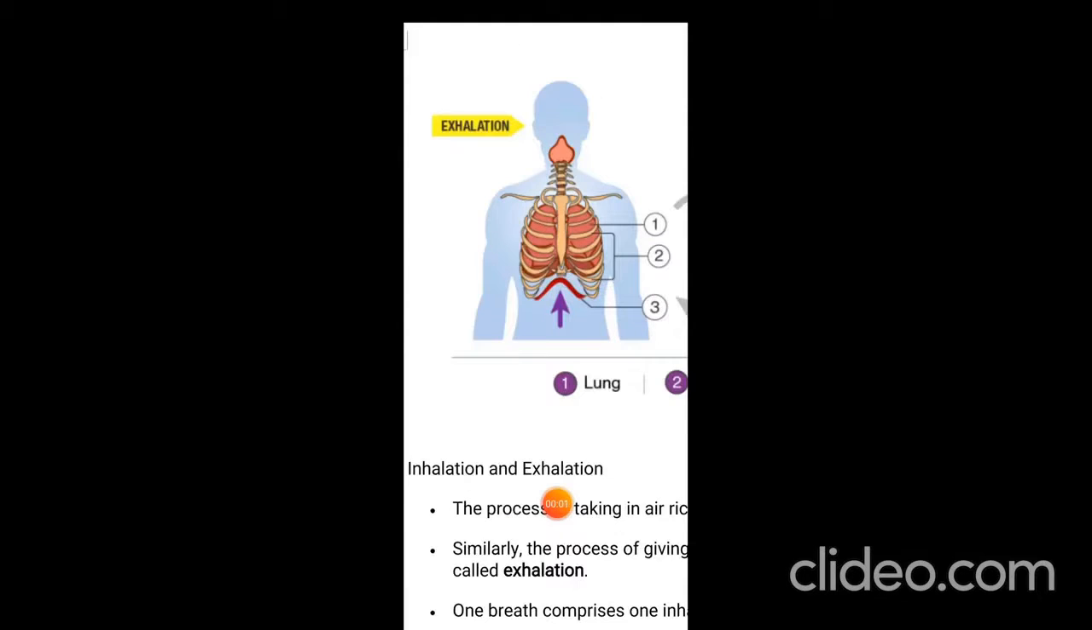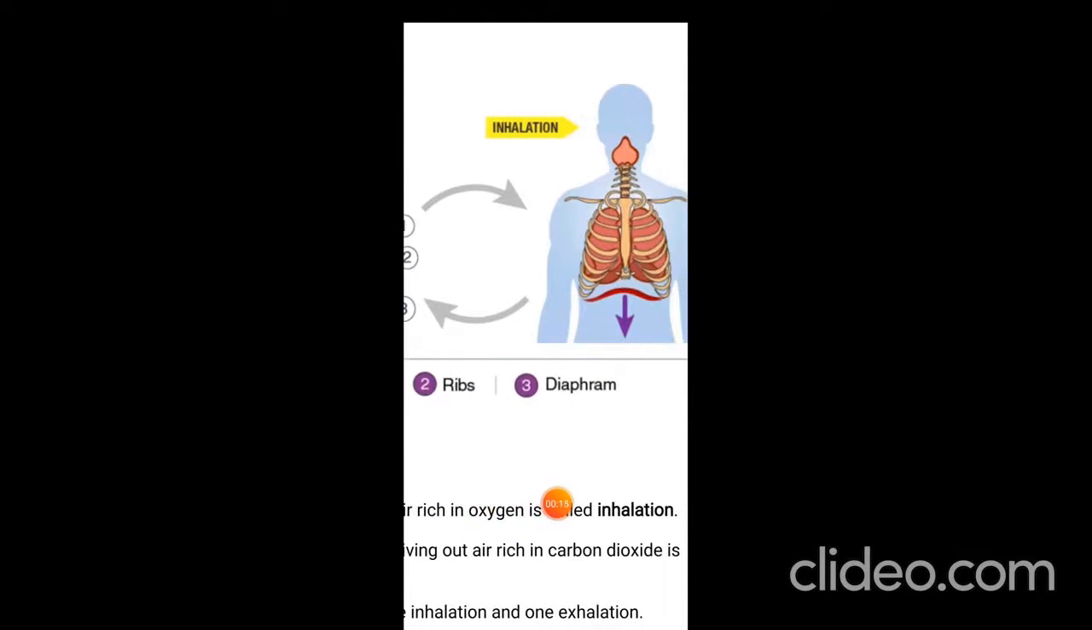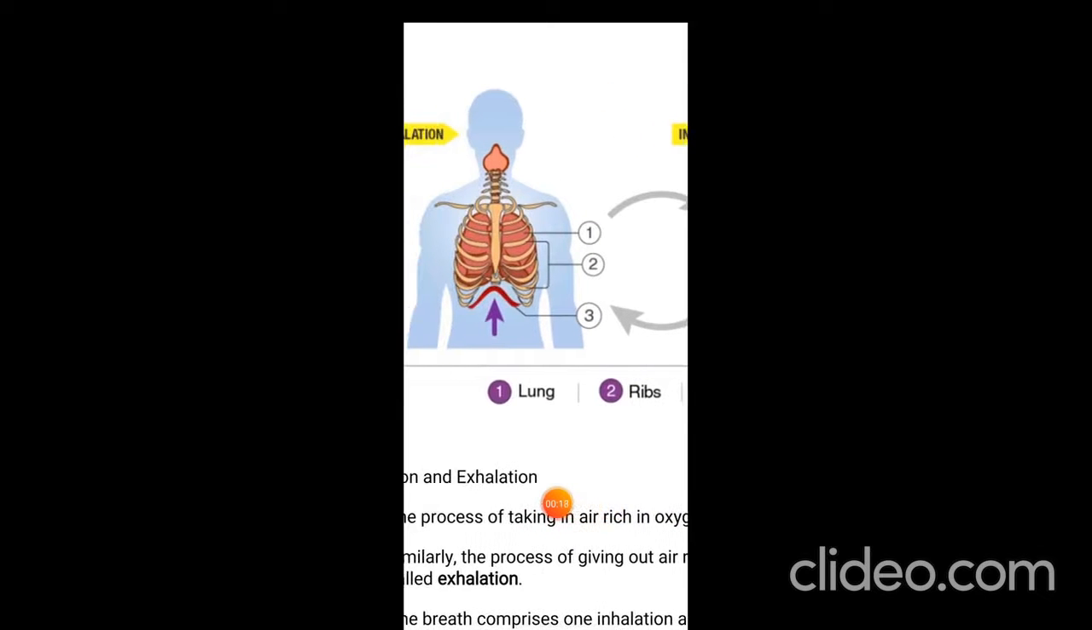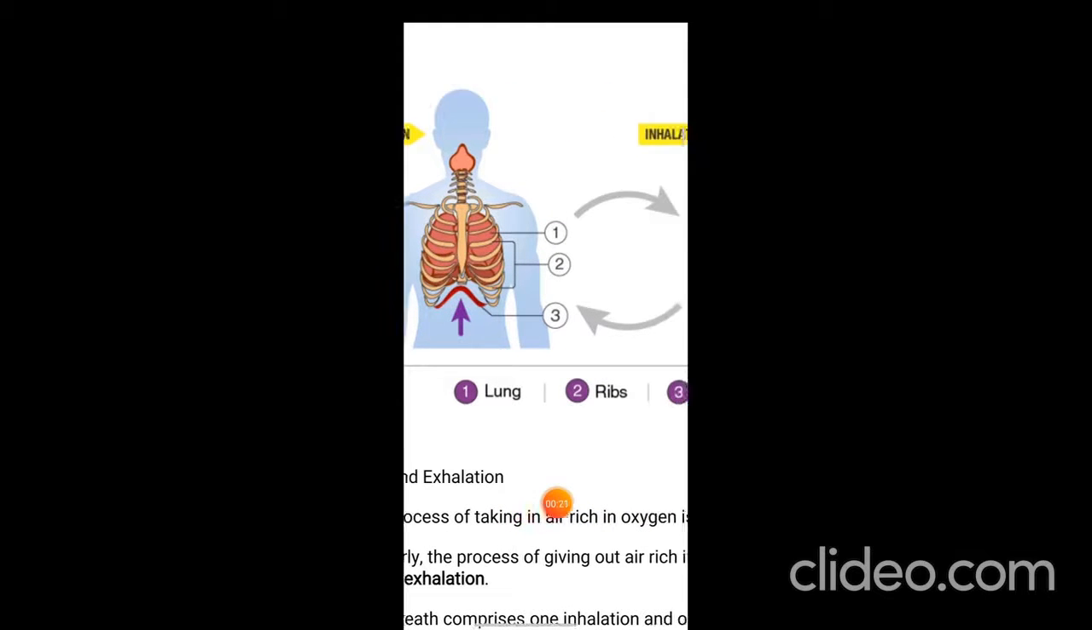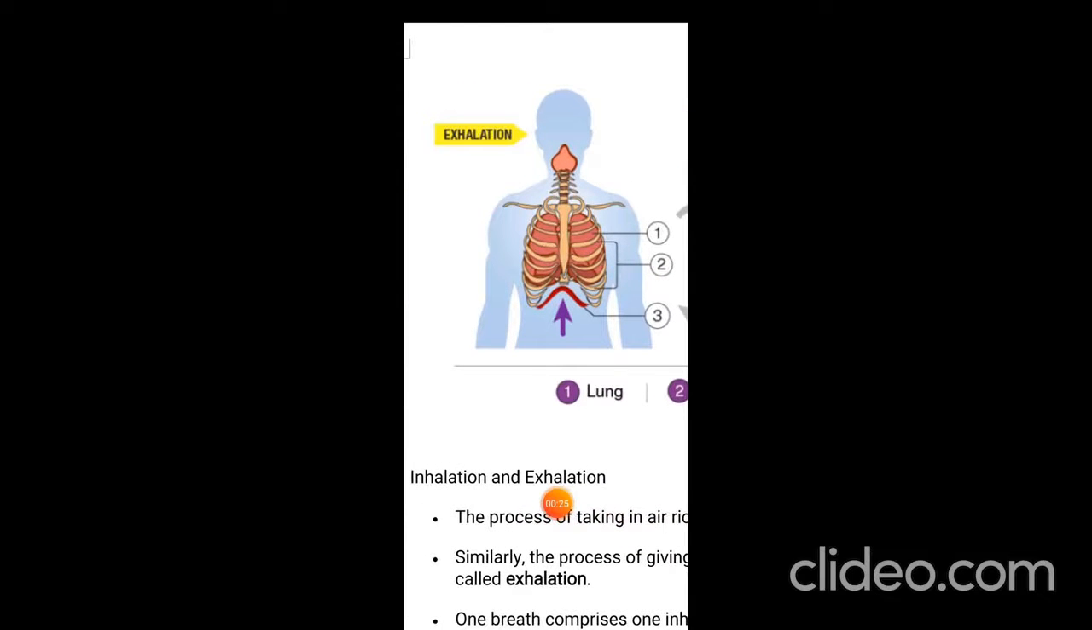Now we'll move into the physiology of respiration, that means what is happening when we inhale and exhale. There are two diagrams, one for exhalation and another for inhalation, and each process is numbered 1, 2, 3. First we will discuss what happens when you exhale the air. Exhaling means giving out carbon dioxide, and when we exhale, we give out a good amount of carbon dioxide.